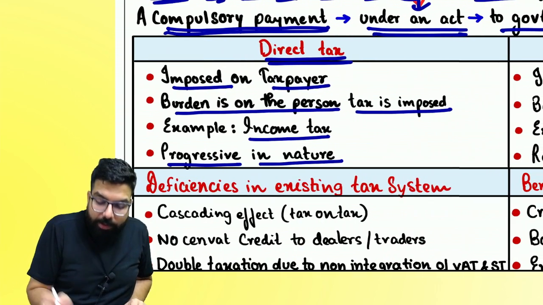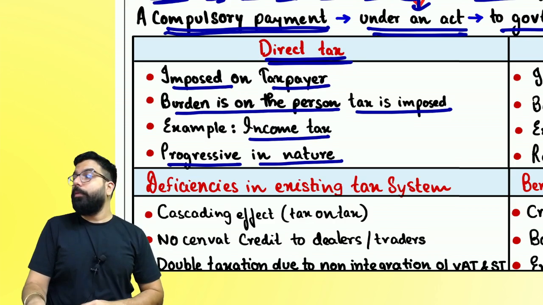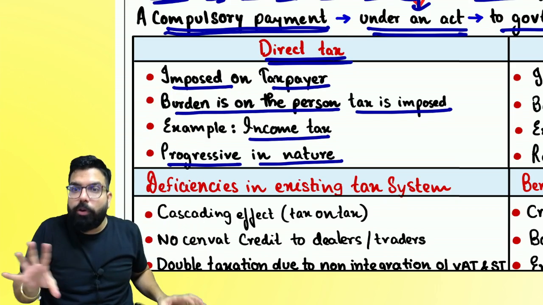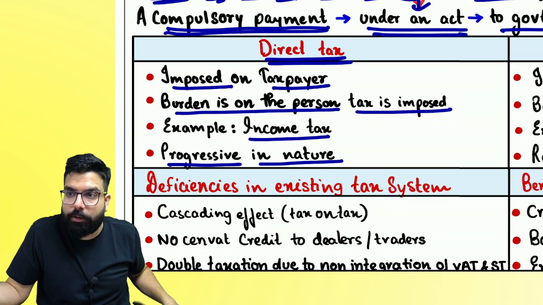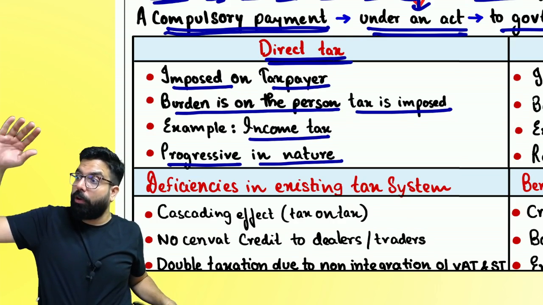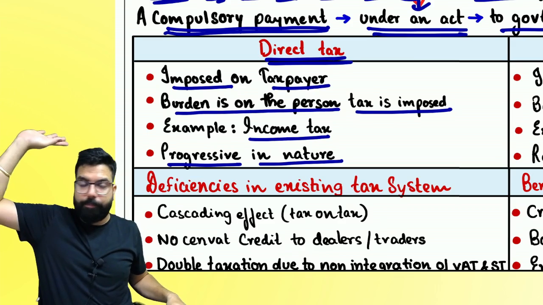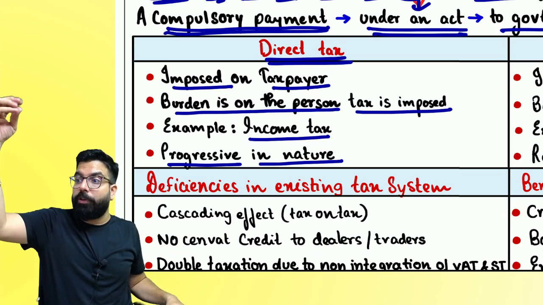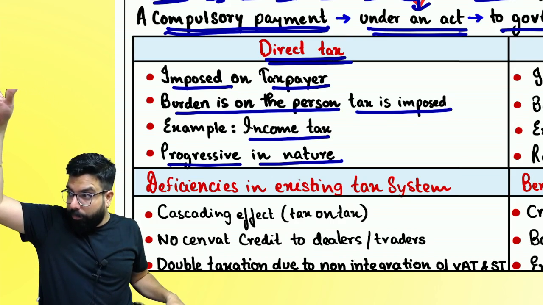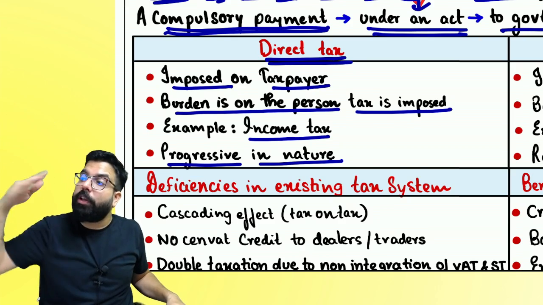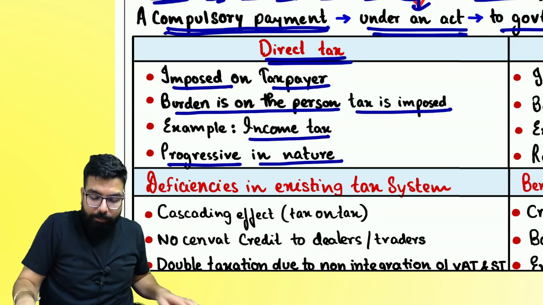This is progressive in nature. What do you mean by progressive? As and when I am progressing, income tax will also progress. No income, no income tax. Little income, little income tax. More income, more income tax. Are we clear? 5%, 20%, 30%, 30% plus cess, plus surcharge. Correct, everyone? The tax keeps on increasing.